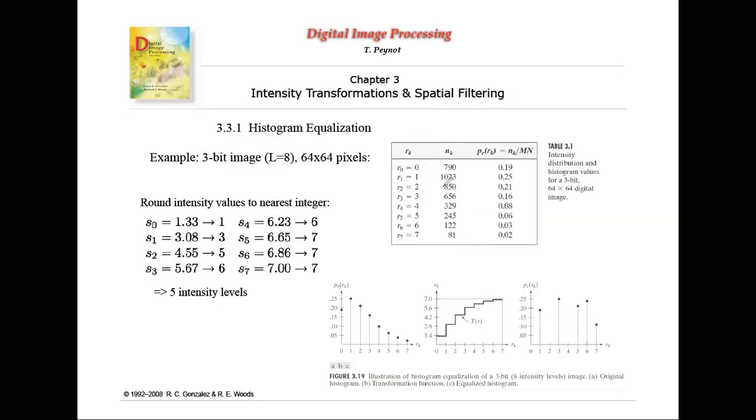What does this nk indicate? This nk indicates that there are 790 pixels of intensity 0, that is black. There are 81 pixels which are white. There are 1023 pixels that are dark gray. Getting it?